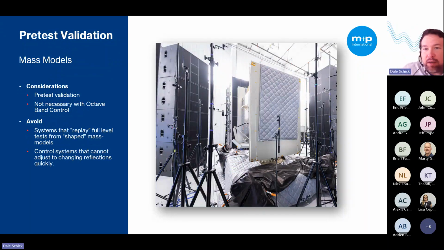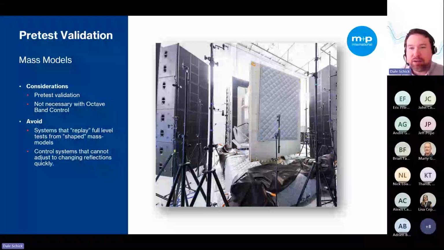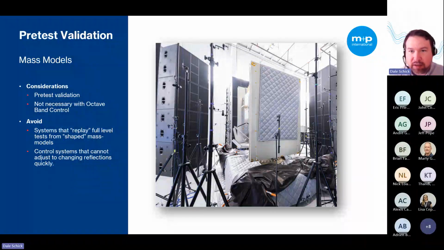Mass models can also be used for pretest validation, and that can give confidence that the power output of a given system is adequate to excite the levels that you're going to do during the real test. So as a pretest operation, it can help the actual test go a little smoother because you've done kind of a mock run. However, mass model testing is not necessary for the system that we are proposing because the octave control algorithm actively controls changes in the pressure field up to once a second.